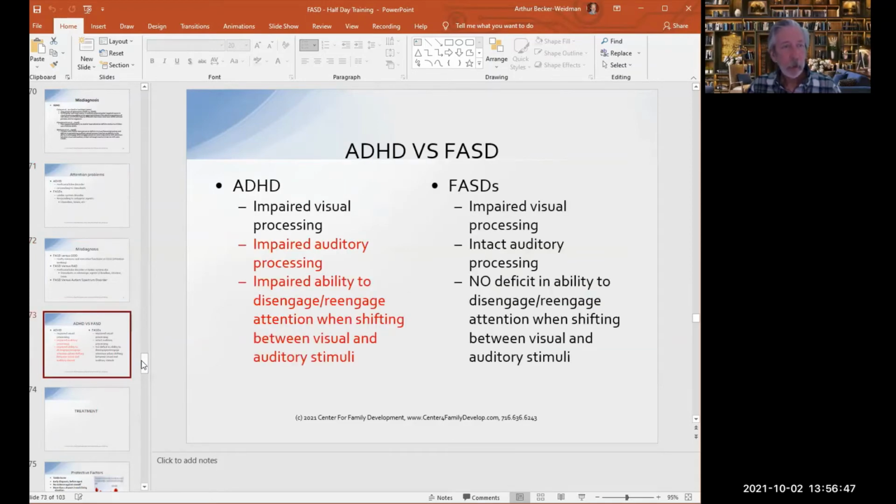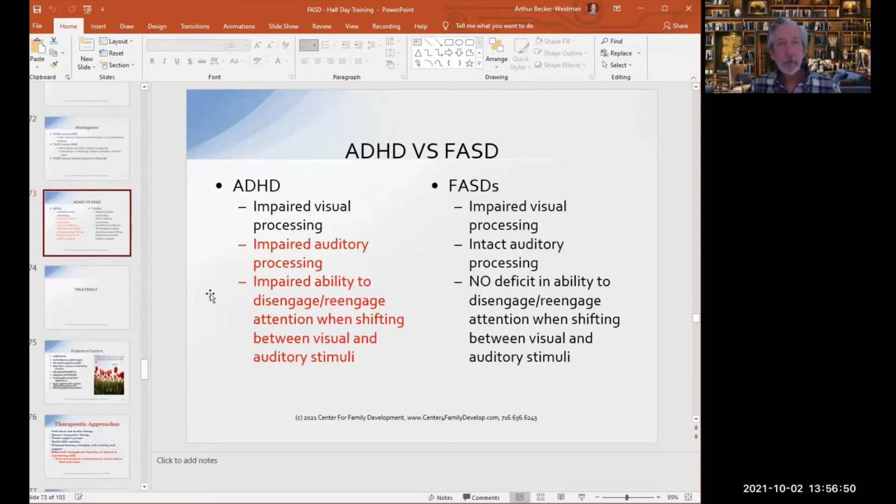Okay, and then very quickly, and then I want to move on to treatment. In comparing ADHD with a child who might be on the fetal alcohol spectrum disorders continuum, here are some important differences to help you sort that out. In ADHD and ARND, we do see impairment in visual processing of information. So that won't help. But kids with ADHD often have impaired auditory processing. We tend not to see that with kids with ARND.